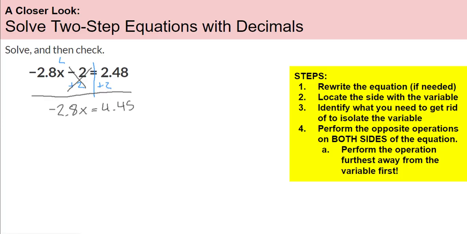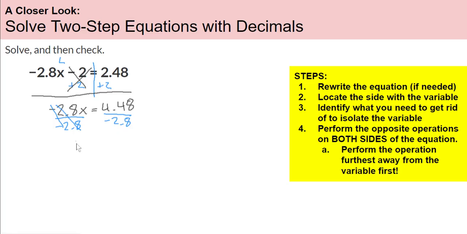All right, what are you going to do next? We need to get rid of that -2.8 in front of the x. So we need to divide by -2.8. We need to divide not by positive, negative. The negatives will cancel out. We've got to do it on both sides, -2.8. So the negatives cancel out and the 2.8s cancel out.